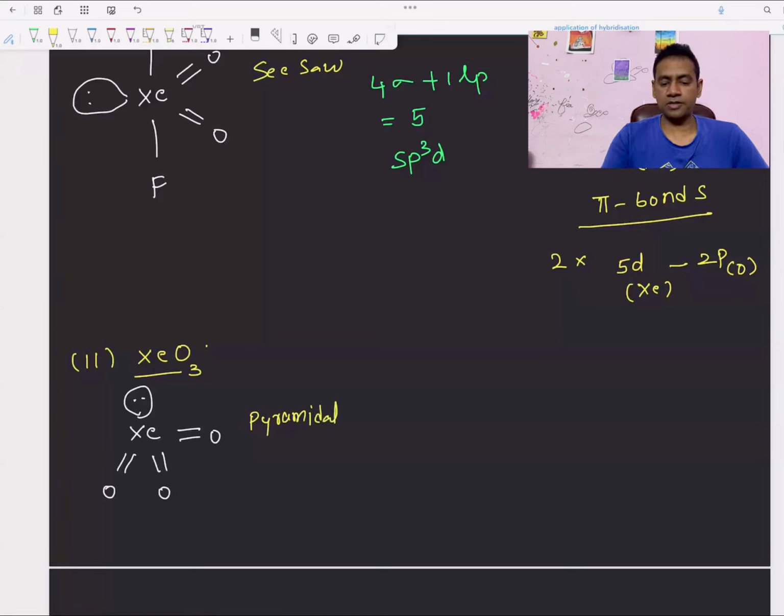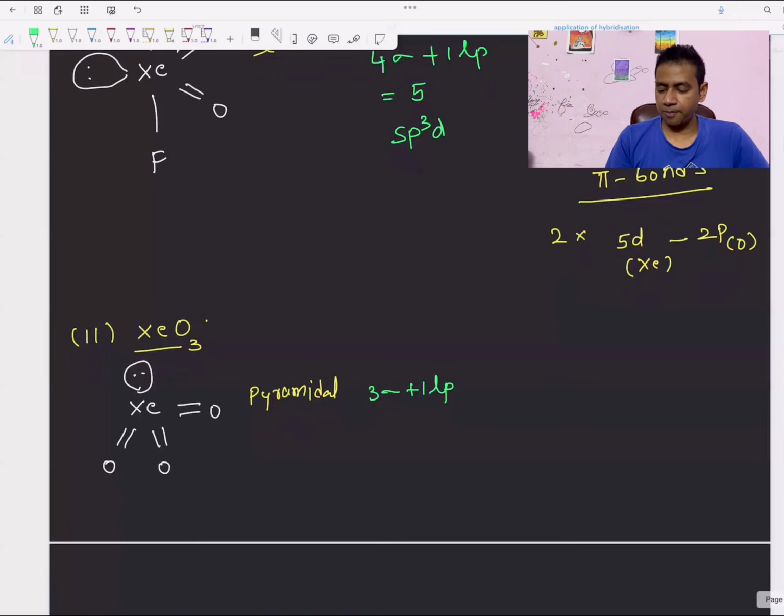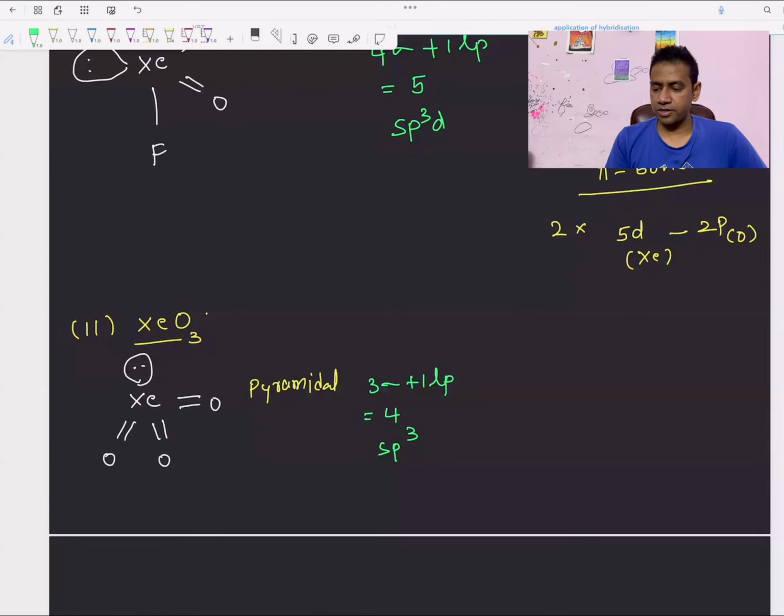Now, number of sigma bonds. How many sigma bonds does it have? Total 3 sigma bonds, and there is 1 lone pair. So the total number is 4. It is therefore xenon sp3 hybridized. Now we have to count pi bonds.